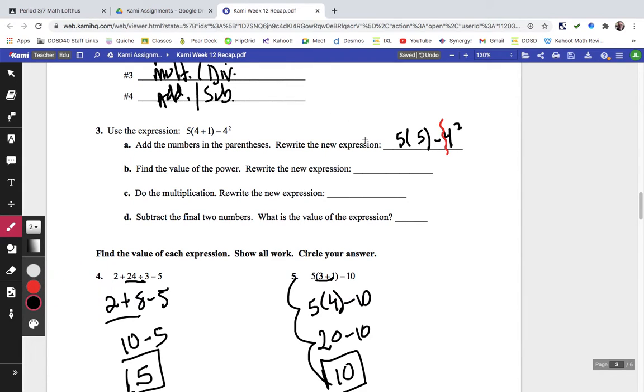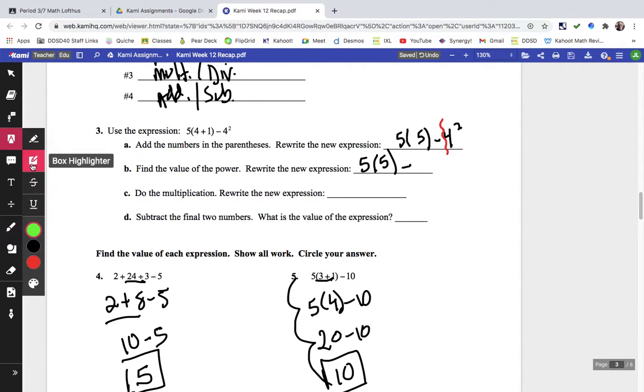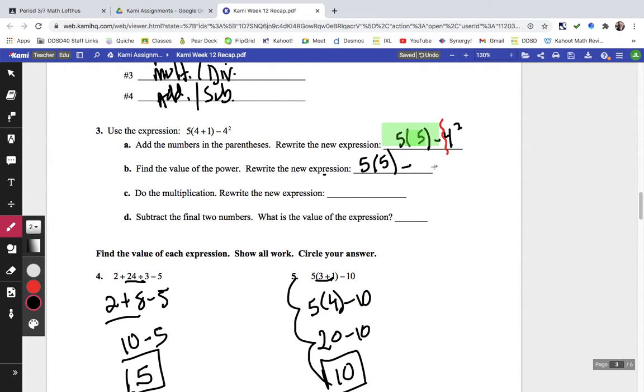So we rewrite everything to the left of that red line. We write 5 times 5 minus, and now we did that part. Let me just highlight real quick. So far we've done that much right there. And now we're going to do 4 squared. So 4 squared is 16. Now this is important because if we don't think about it carefully, we may think that that is negative 4 times a negative 4. And it is not. So this is minus 16.